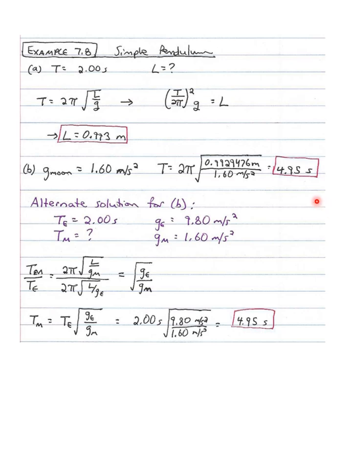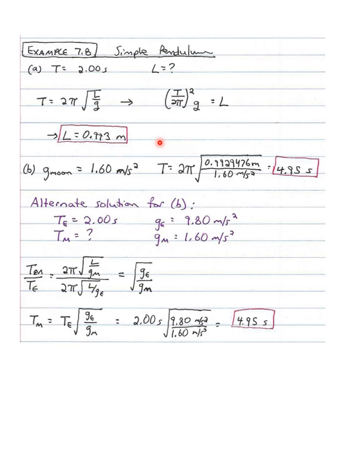All right, let's answer the first question. The period is 2 seconds. What is the length? Here's the period equation. Go through the algebra, dividing by 2 pi, squaring both sides, multiplying by g, and after about 3 steps, you get that the length is T over 2 pi, squared, times g. So make sure you can work through that algebra to get to length. And we get a length of 0.993 meters.